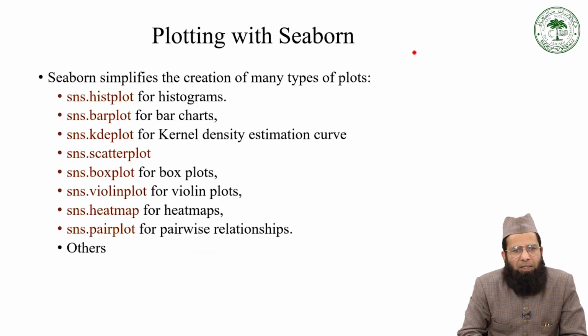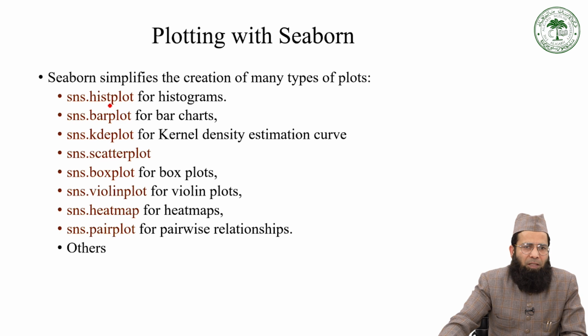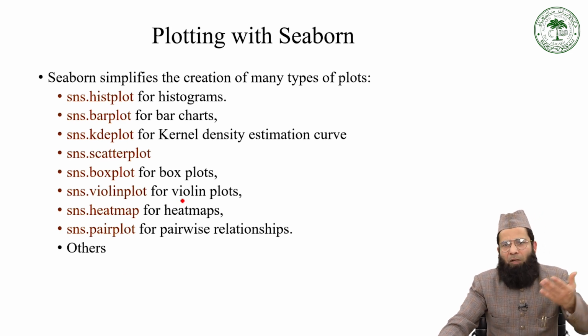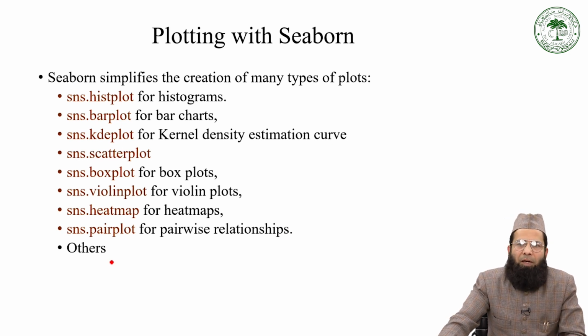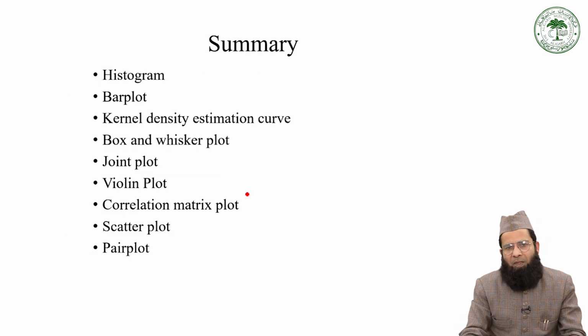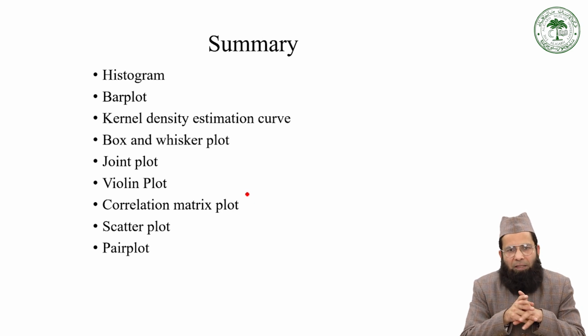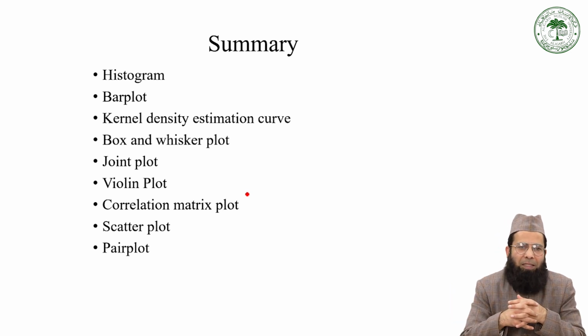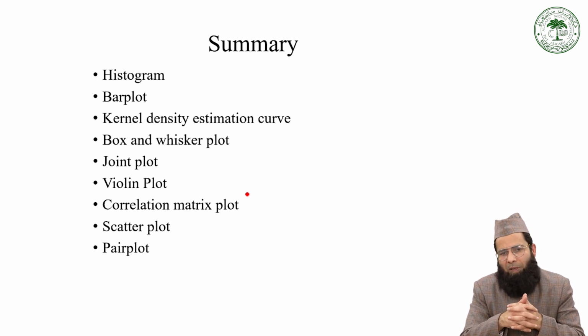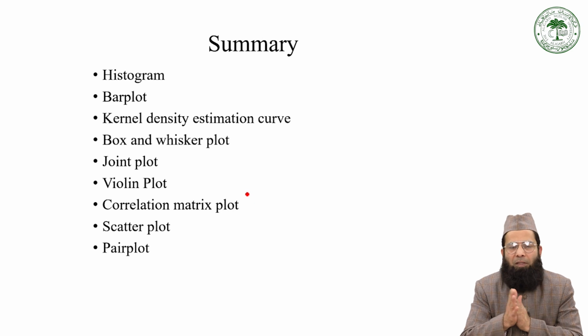As far as different plotting is concerned, we can use these different methods: histogram plot, bar plot, KDE plot, scatter plot, box plot, violin plot, heat map, pair plots. Each of these functions provides a variety of customization options as well, which you can tailor to your specific needs. To summarize what we discussed in this lecture, we have seen the histogram and its purpose, bar plot, kernel density estimation curve, box and whisker plot, joint plot, violin plot, correlation matrix, scatter plot, and pair plot. We discussed all these in today's lecture.